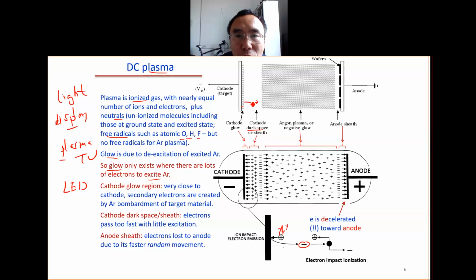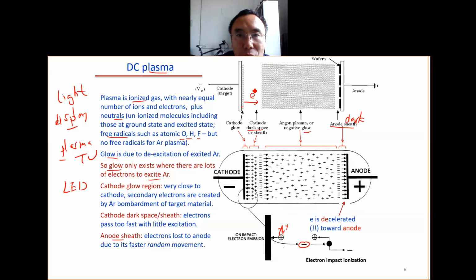Here the electrons move very, very fast, so there is not much collision with the argon, and not much argon ion. That's why this area here is dark. This is the main plasma, so we have the glow here. The main plasma is bright. Here we also have a dark region. This is what is called the anode sheath.